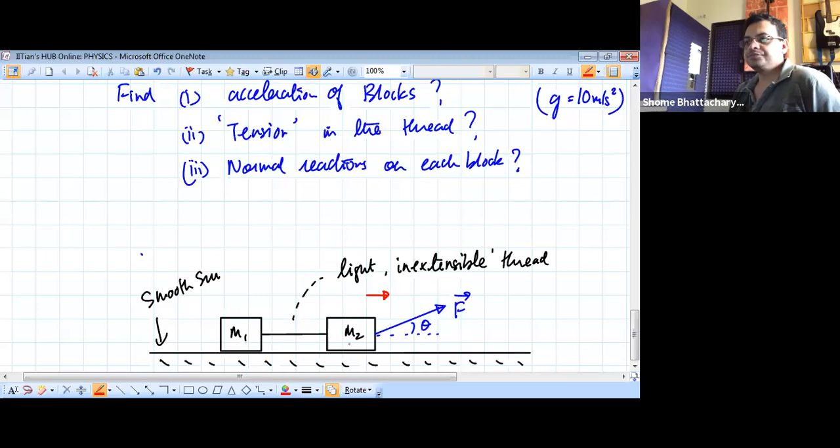So the moment that happens, the block is tugging against the string. So the thread is getting stretched. It has a tendency to get stretched. Of course, it's inextensible, so its length will not change. But now it's developing a tension because it's stretched. So the thread will apply an equal and opposite force like this. So the thread will apply an equal and opposite force on M2, which is the tension in the thread, because M2 is pulling against the thread. And because it's a light thread, the tension is going to be uniform in the thread. So it's also going to pull on M1 in this direction.